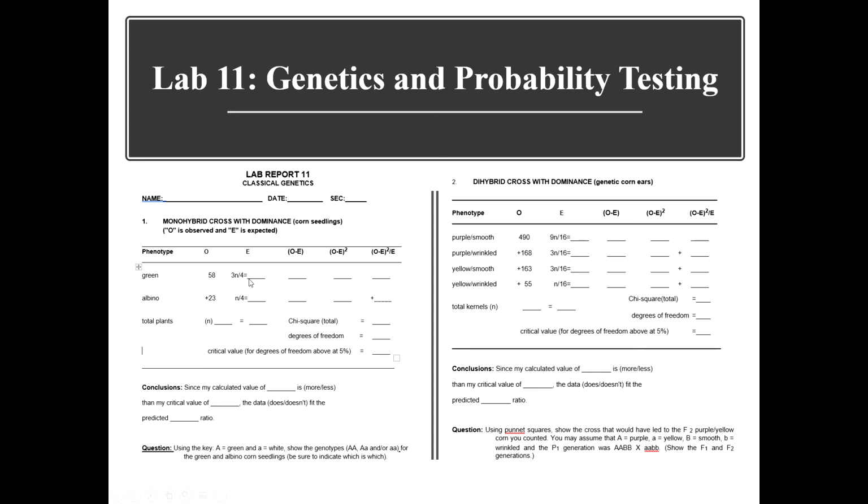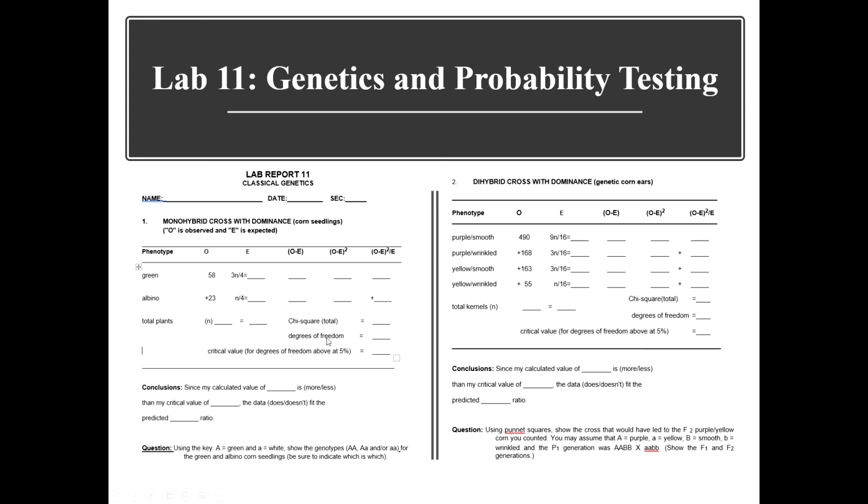That's your check. Then you subtract the 2, O minus E, put that here. If you get a negative number, it doesn't matter because then you're going to square it. And when you square a negative number, of course, it becomes positive. Then you take this column divided by the E column, and that gives you your last column. Add that up, and that gives you your chi-squared total.